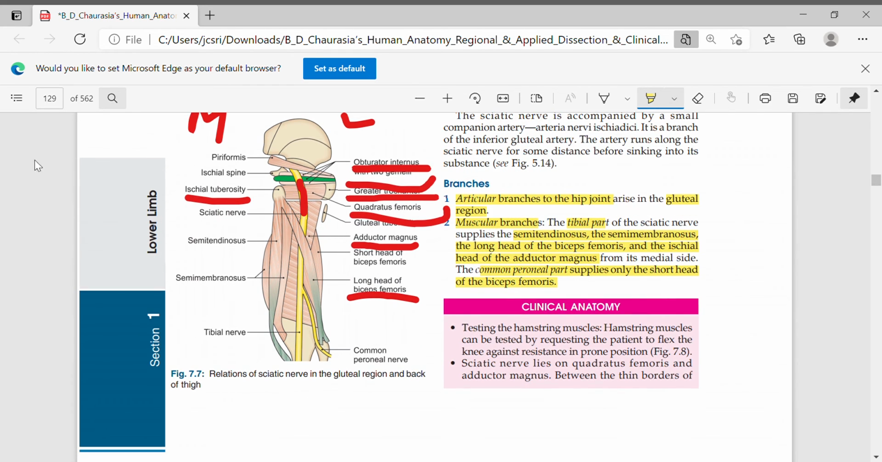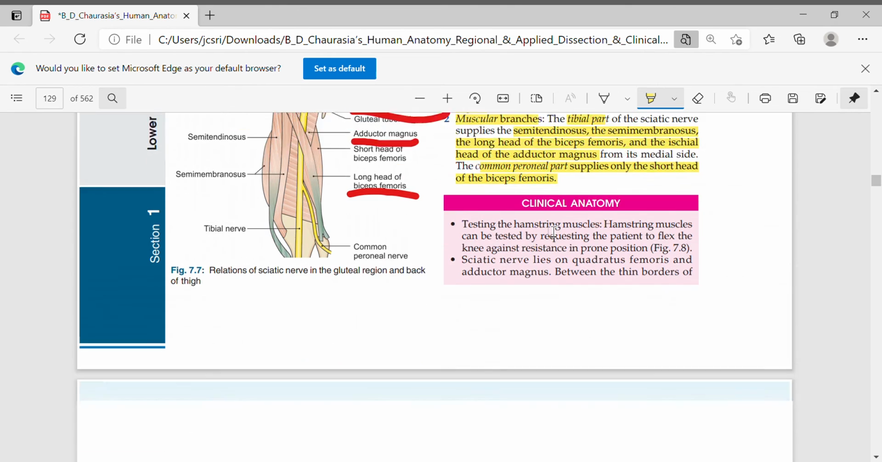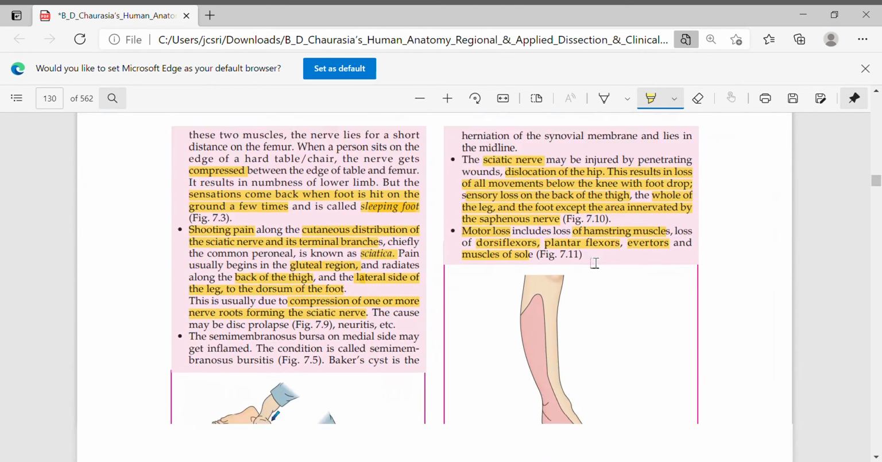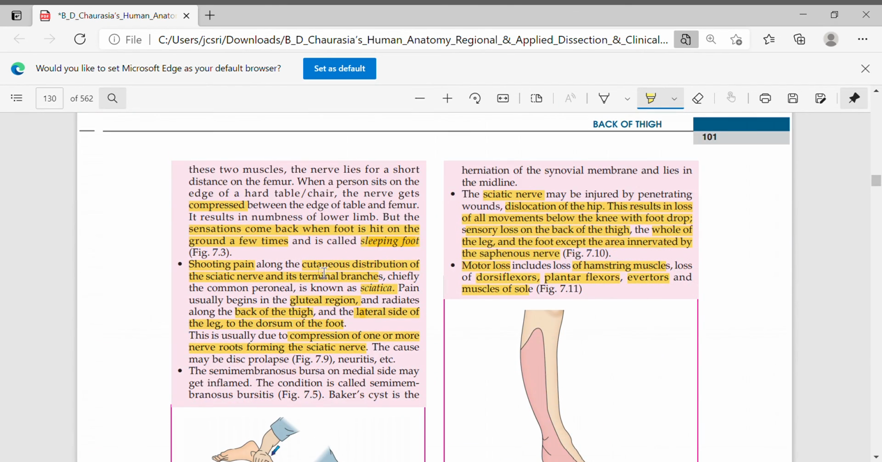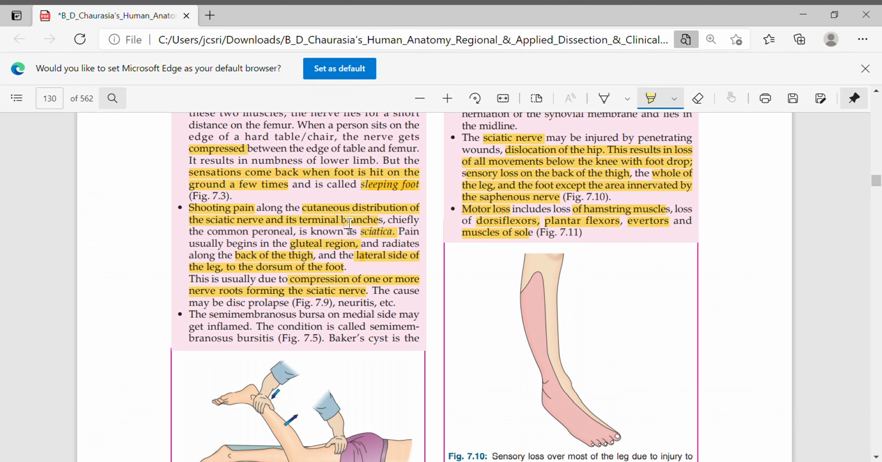The common peroneal supplies only the short head of the biceps femoris. Clinical anatomy: sciatica, compression of the sciatic nerve, causing loss of sensation on the lateral side of the leg, the gluteal region, and also the dorsum of the foot. Shooting pain will be there. And sleeping foot is also compression of the sciatic nerve, but the sensation comes back within a few minutes.